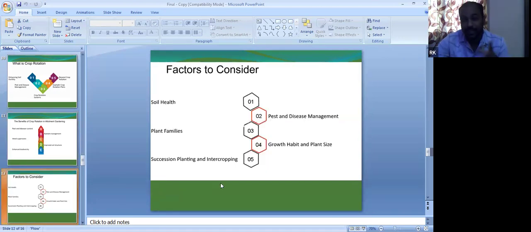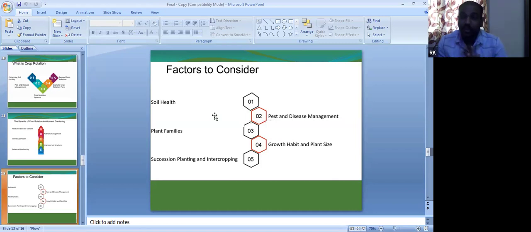Next, factors to consider. What are the factors to consider in crop rotation? Soil health, first and foremost. Second, change the crop rotation every year, according to our plan or your new plan. And pest and disease management. These are two factors. Then plant families. What are plant families? I will tell you. Then growth habit and plant size, and succession planting and intercropping.